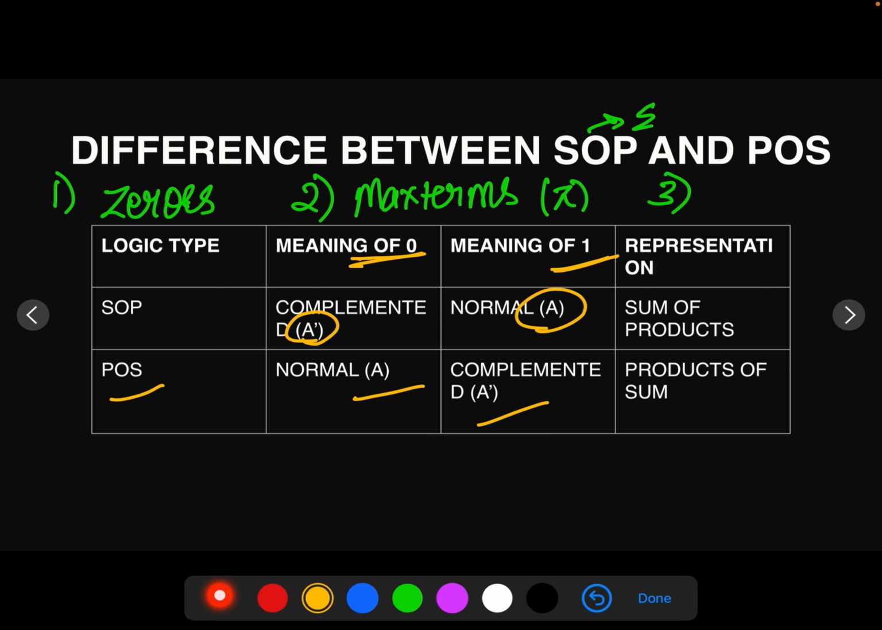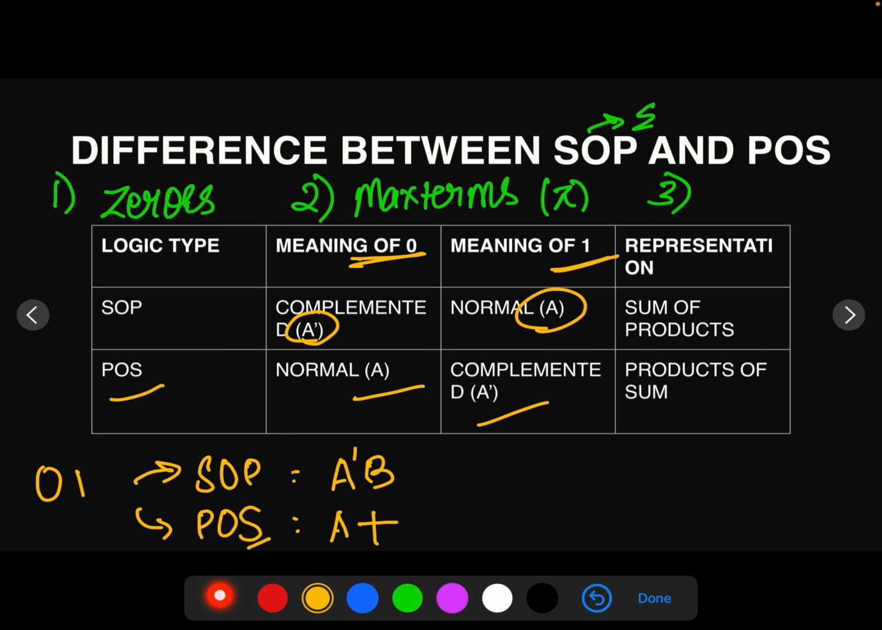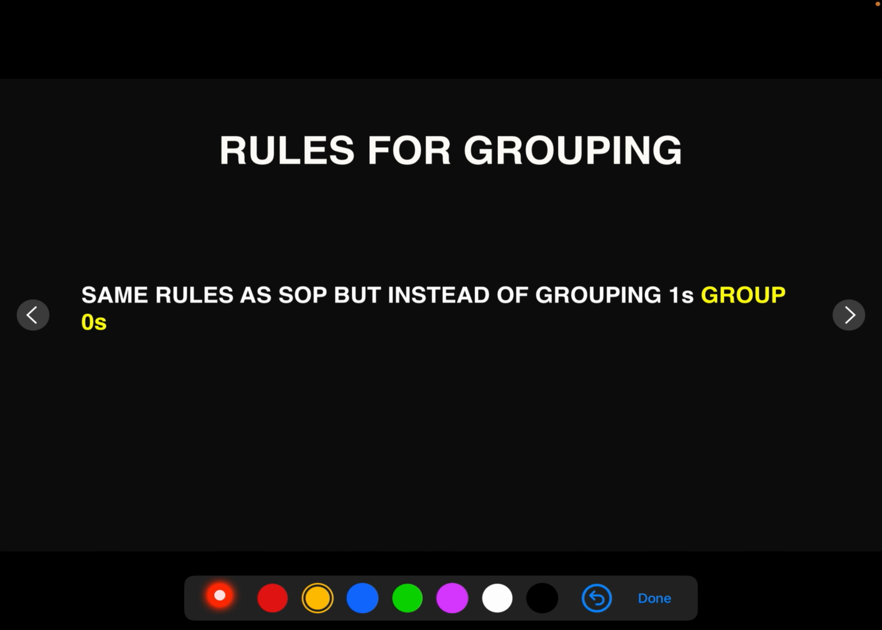Here's what we need to remember: when you're writing, say, the binary number 0, 1 for SOP, how do you write this? A dash B, correct? But in the case of a POS expression, we write it as A, because 0 is the normal form A and 1 is the complemented form. So plus, because it's product of sums, plus 1, that is B dash. So this is the very big difference between SOP and POS.